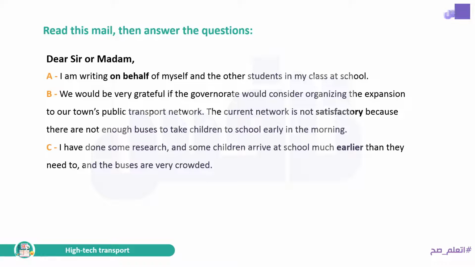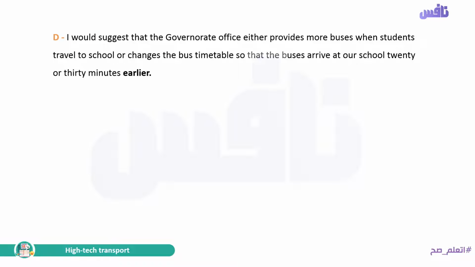The current network is not satisfactory because there are not enough buses to take children to school early in the morning. I have done some research and some children arrive at school much earlier than they need to, and the buses are very crowded. I would suggest that the governorate office either provides more buses when students travel to school or changes the bus timetable so that the buses arrive at our school 20 or 30 minutes earlier.